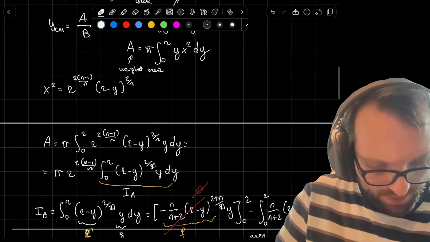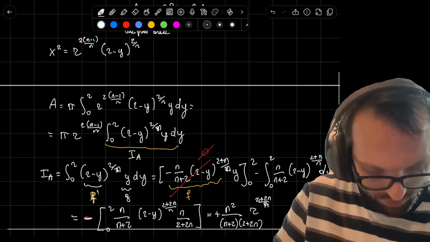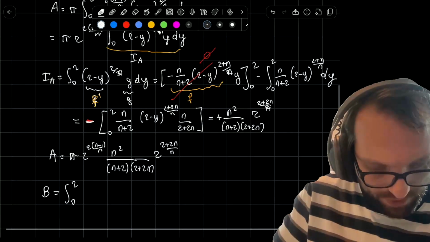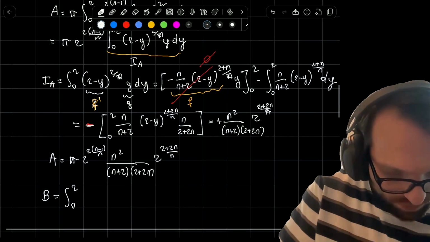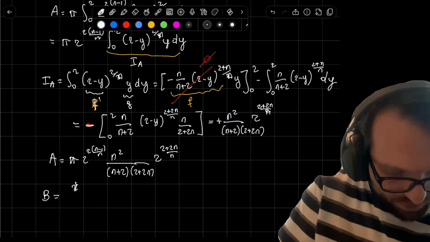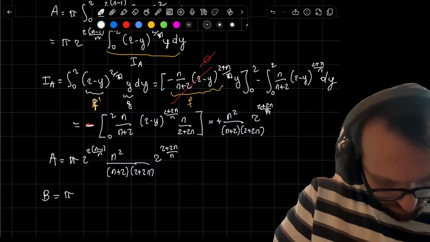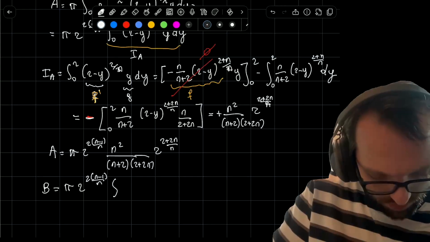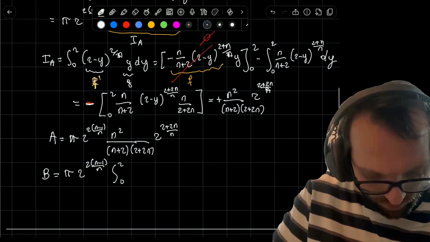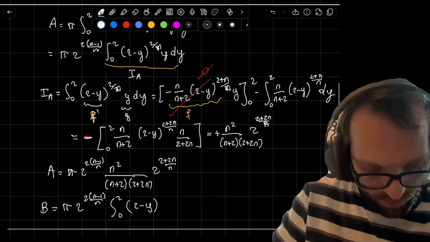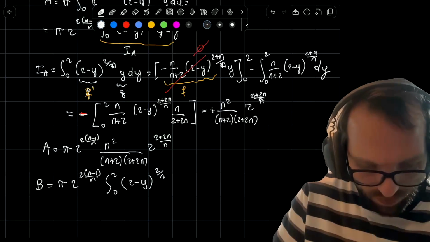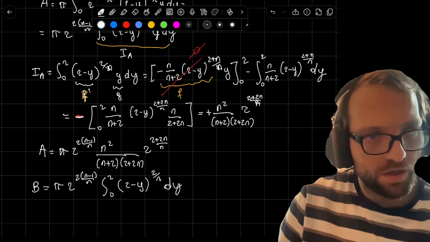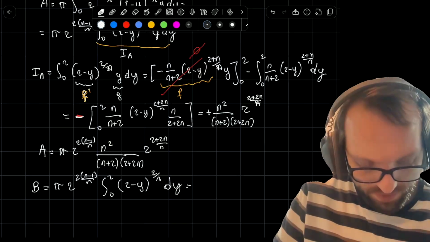The integral B is going to be this integral here. So it's just x squared. So let's take out, we already know there is a part that is going to be out. It's a constant. Okay, and this is very easy to calculate.